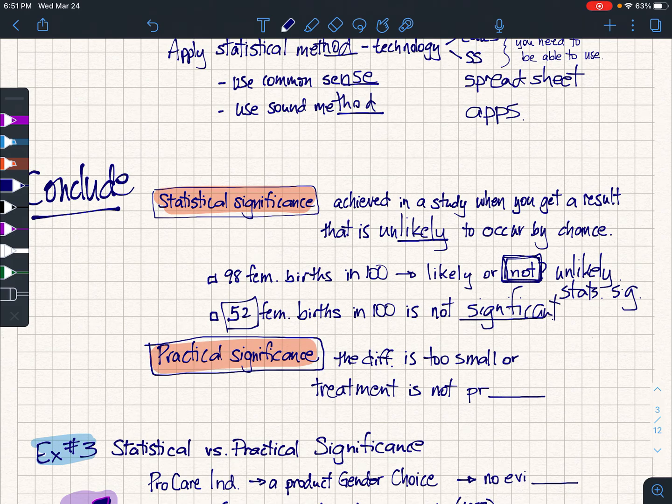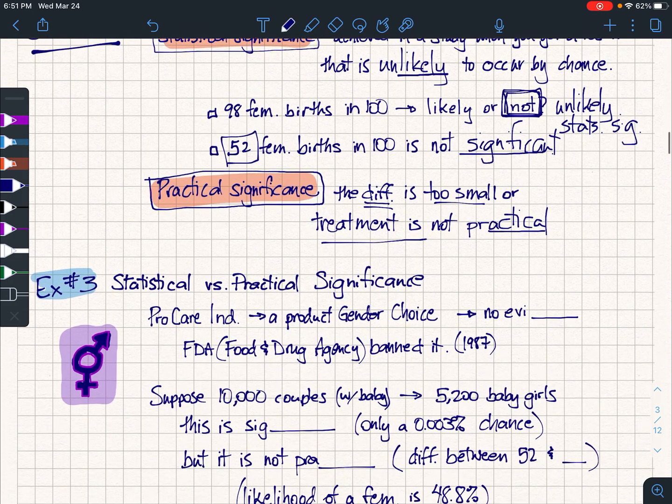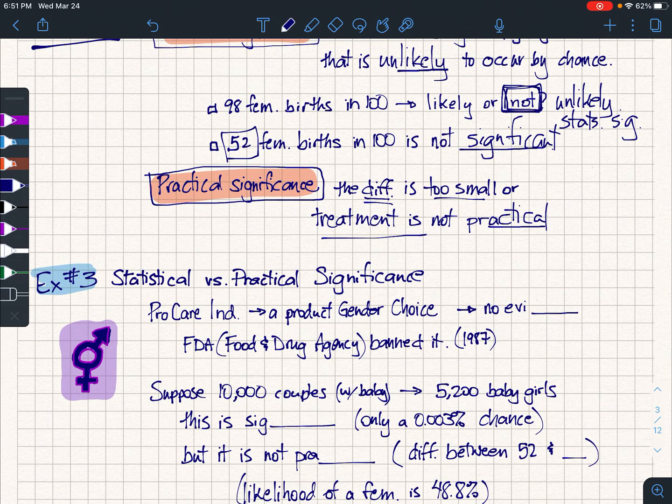Practical significance. Sometimes the difference between the results that we get is too small, or the treatment is not practical, meaning you've got to jump through way too many hoops to get that result, and it's either too expensive or not worth it, therefore most people won't bother with that. All right. Here's an example.